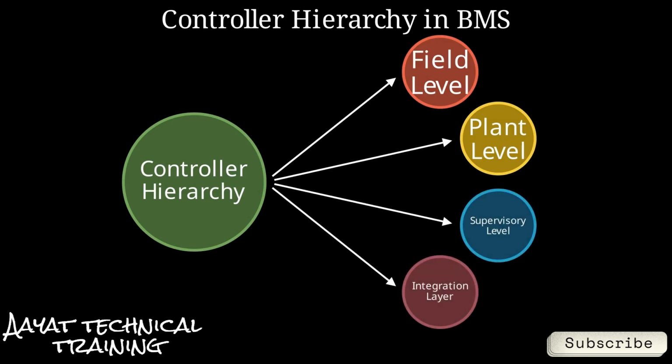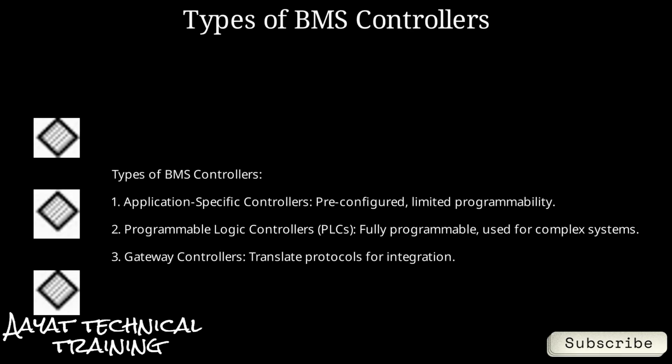Field-level controllers manage local zones, plant-level controllers manage HVAC equipment, supervisory-level controllers aggregate data from multiple sites, and integration layer controllers handle protocol conversion. There are three main types of BMS controllers: application-specific controllers, which are pre-configured for common applications; programmable logic controllers, PLCs, which are fully programmable for complex systems; and gateway controllers, which translate protocols for third-party integration.